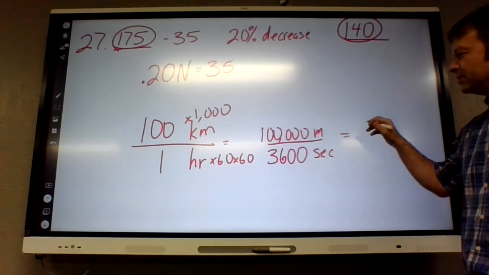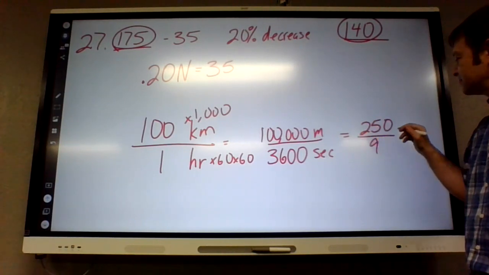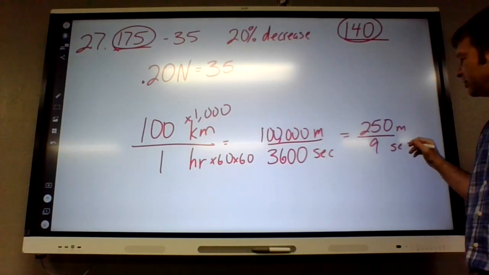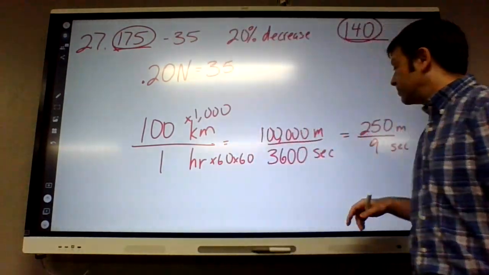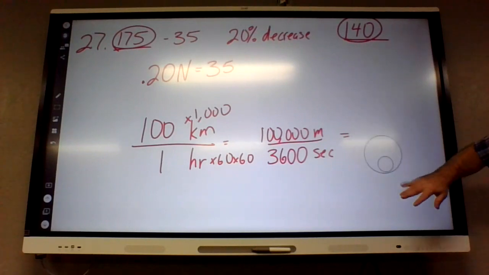What's it reduced to? 250 over 9. Well, maybe they turned it into a unit rate. Did they? Yeah, they did. So they just did 100,000 divided by 3,600. They did a unit rate. Yeah, decimal.